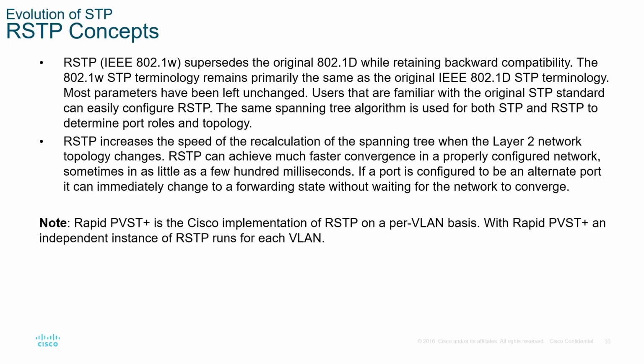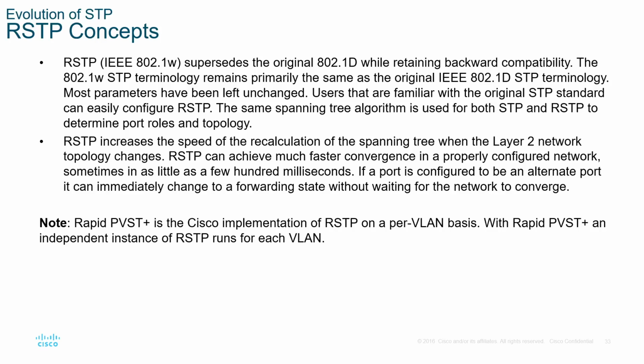Now, RSTP increases the speed of the recalculation of the spanning tree. When the layer 2 network topology changes, RSTP can achieve much faster convergence in a properly configured network. Sometimes in as little as a few hundred milliseconds. If a port is configured to be an alternate port, it can immediately change to a forwarding state without waiting for the network to converge.